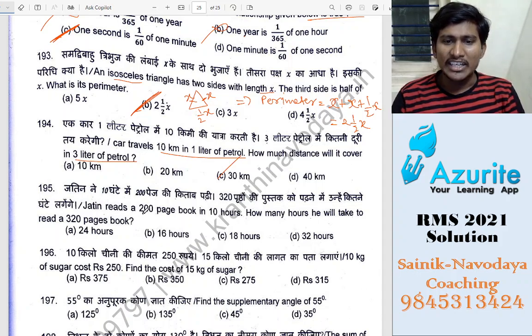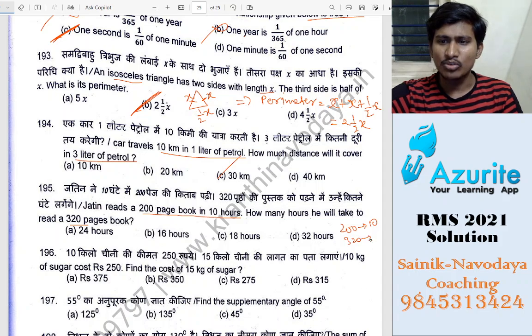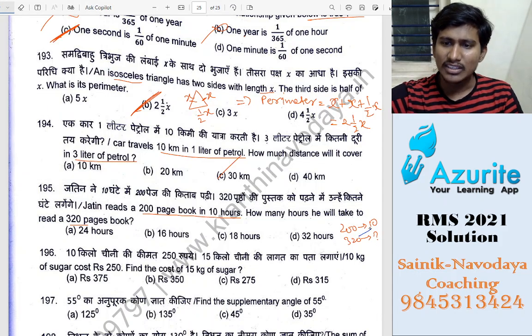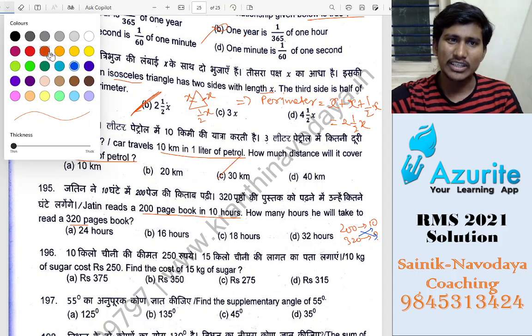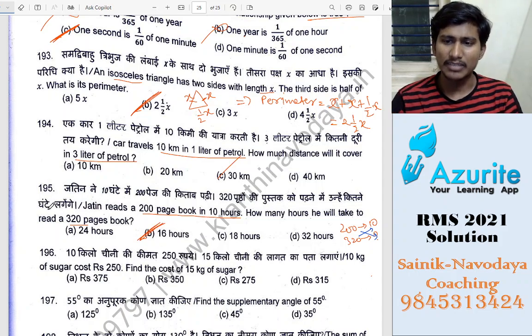Jatin reads 200 pages in 10 hours. How many hours will it take to read 320 pages? Very easy, direct cross multiply, you will find the answer. Okay? Yes, that is 200 pages, that is 10 hours. 320 pages, how many hours? Cross multiply. This and this, you will get nearly around how much? Yes, can you tell the answer? 16. Yes, 16 hours. Okay, cross multiply it.